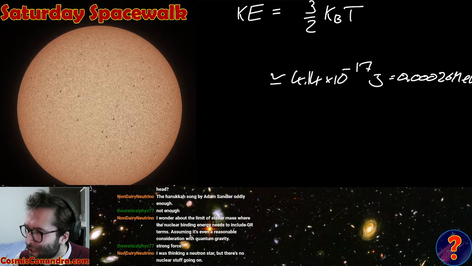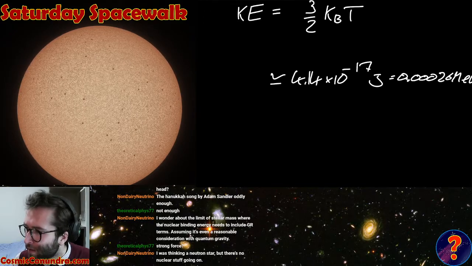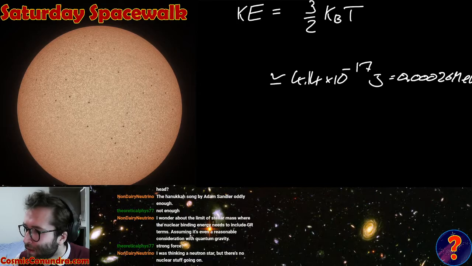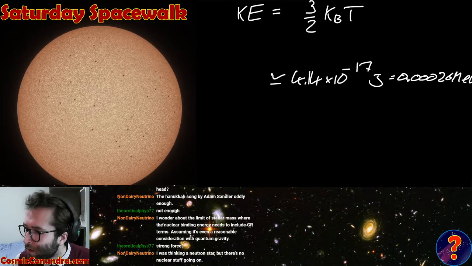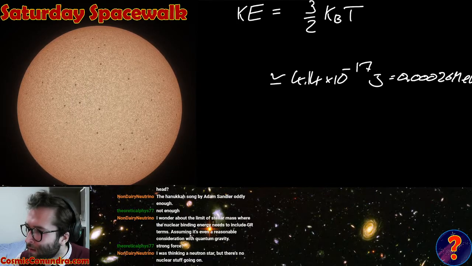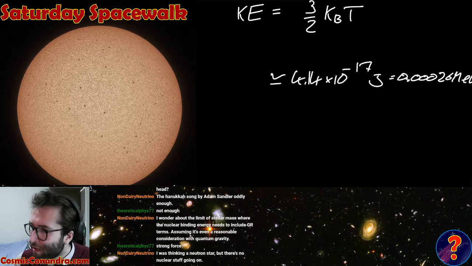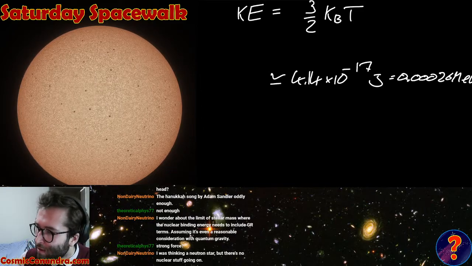You were thinking a neutron star, but there's no nuclear stuff going on. Oh wait, what do you mean? You wonder about the... What do you mean nuclear binding energy including GR terms?